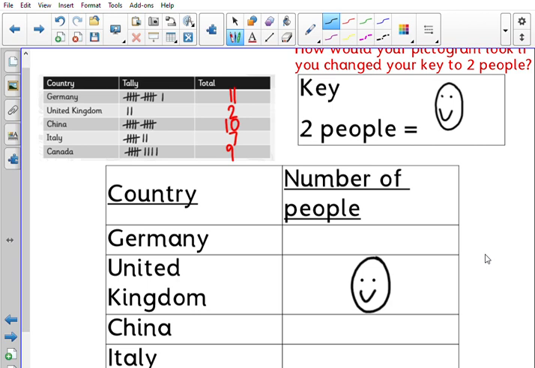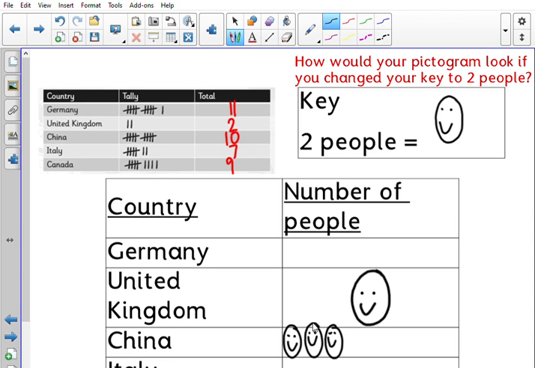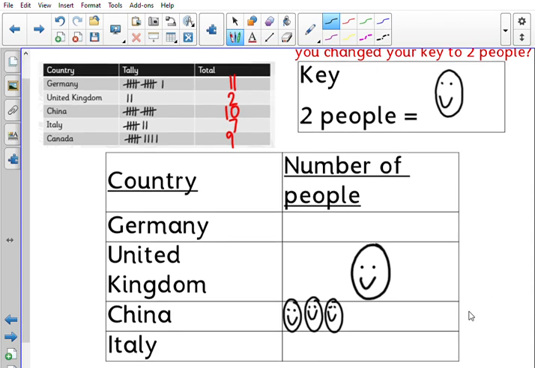We're practicing counting in 2s when we're doing this. So looking at China, I'm going to do 1 smiley face, 2 people, 2 smiley faces, 4 people, 3 smiley faces, 6 people. You see, if we're counting in 2s, we're going to go 2, 4, 6. Okay? 4 smiley faces, 8 people, and 5 smiley faces, 10 people. Okay? Now, that works really well for even numbers, but what about odd numbers? Let's have a look at Italy.